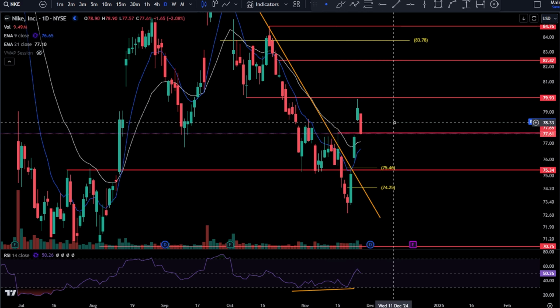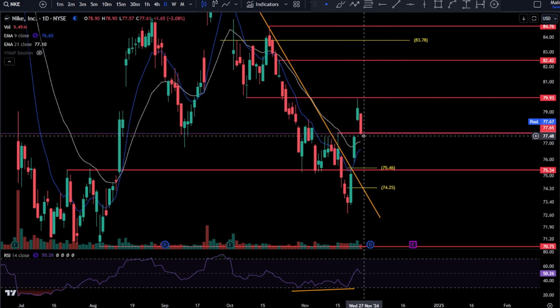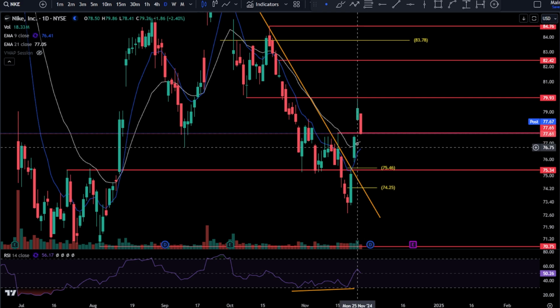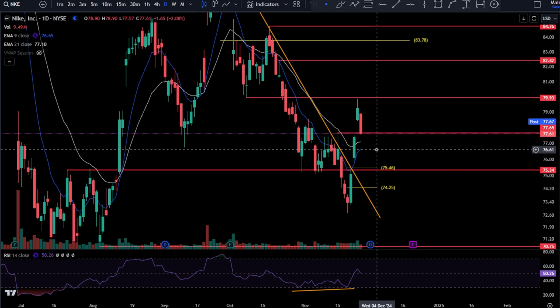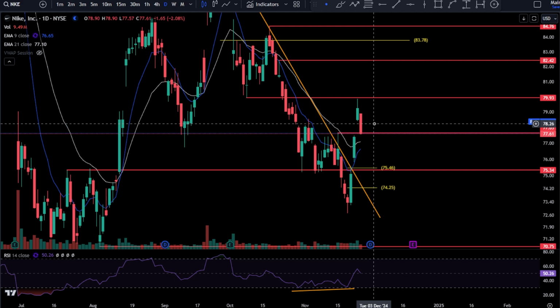77.65. That was your break and retest level. I don't like how this closed. I think you come a little bit lower tomorrow. Probably test the short-term moving averages. Daily 9 is going to be around a dollar lower from current price. 76.60 to 76.80. That's what it's going to be at tomorrow.